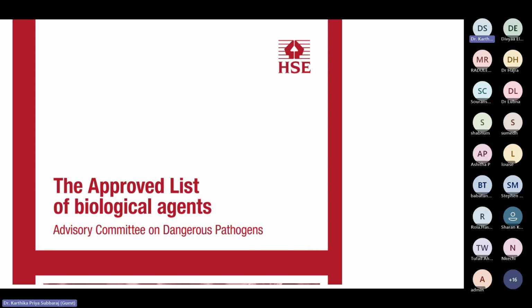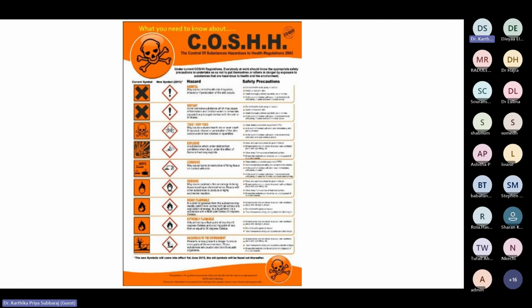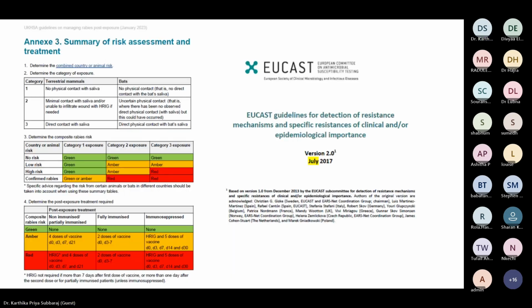This is also important. They can ask which pathogen belongs to category 3 or hazard group 3 kind of questions. And also they can ask which containment level you will use for processing that pathogen. And they can give the picture and ask, what does this mean? So whenever you're reading the green book, you should have a gist like this.